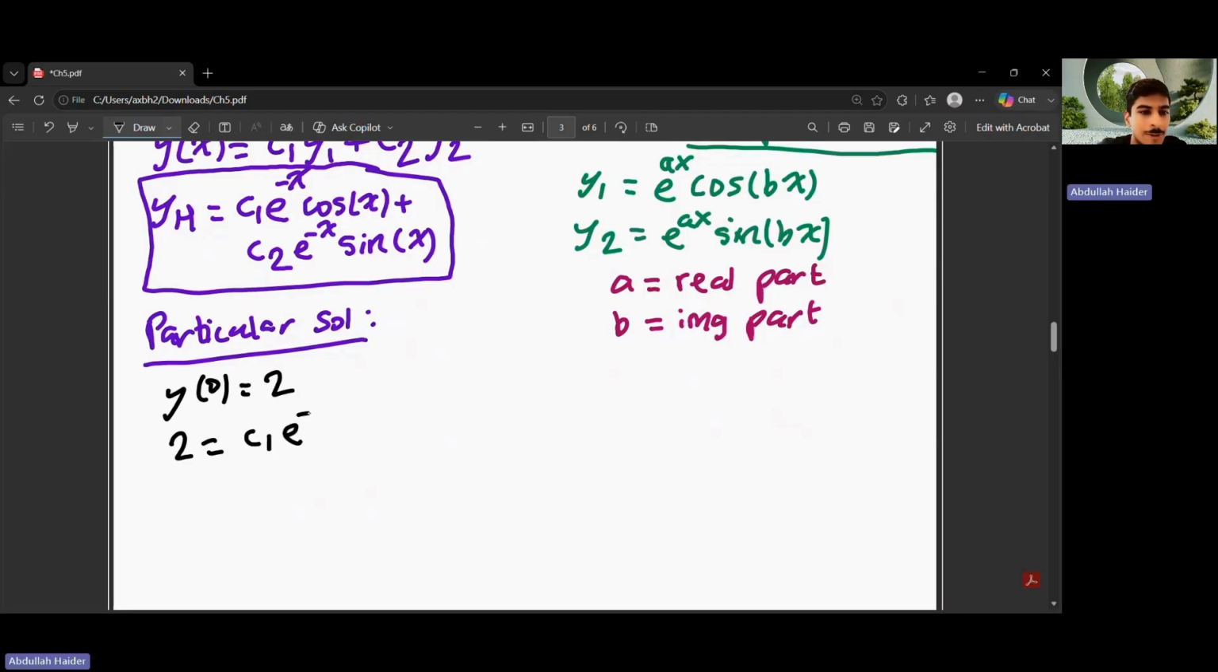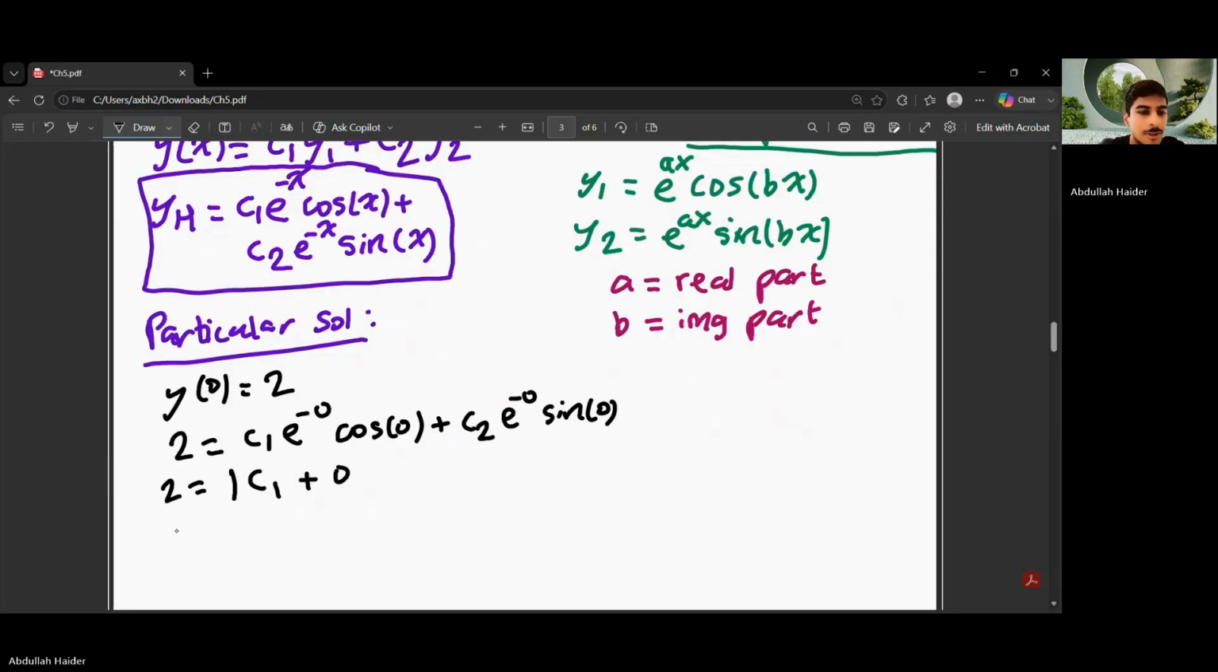c1 e power -0 cosine 0 plus c2 e power -0 sine 0. So 2 is equal to, now e power -0 is 1, and cosine 0 is also 1, so c1 times 1 times 1 will give us c1, plus now c2 e power 0 is 1, but sine 0 is 0, so c2 times 1 times 0, which is 0. So you have 2 is equal to c1. So this is your c1.